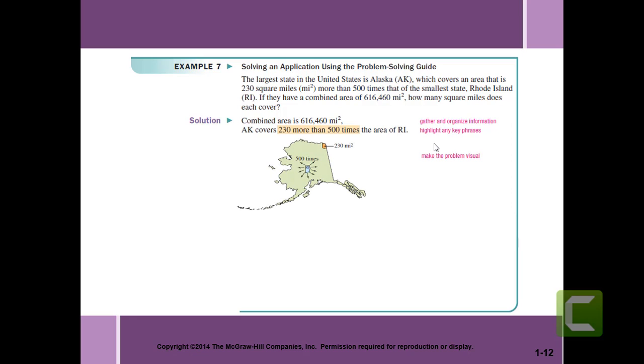Now, here's a picture. Here's Alaska. Again, your picture does not have to be like this at all. But here's Alaska, here's Rhode Island. And we're saying that we can fit 500 Rhode Islands in here by area. And then the green part, we've got this little piece of land left over that we have to add. So that's the visual.